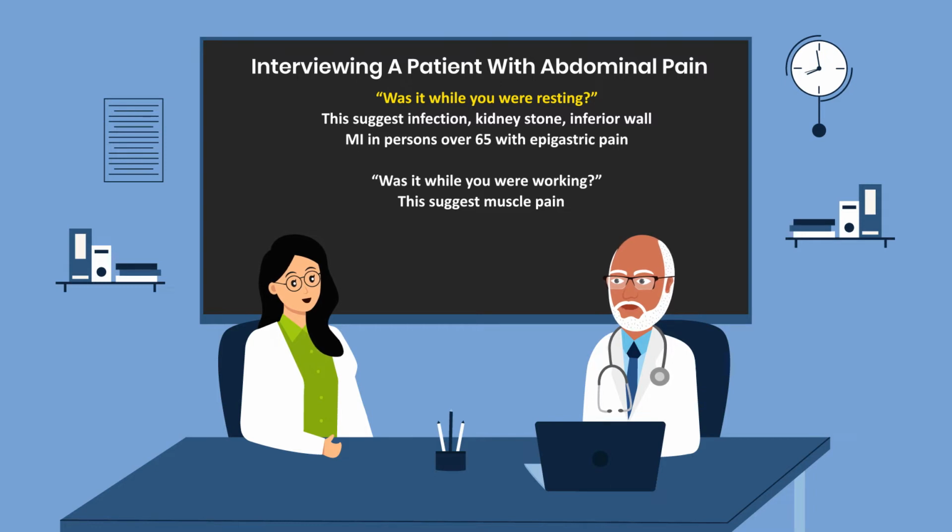If the pain started while the person was resting, it suggests infection or kidney stone, or inferior wall MI in persons over 65 with epigastric pain. Or I would ask, did the pain start while you were working? Abdominal pain that started during activity, such as working, could suggest abdominal wall pain, such as muscle pain.